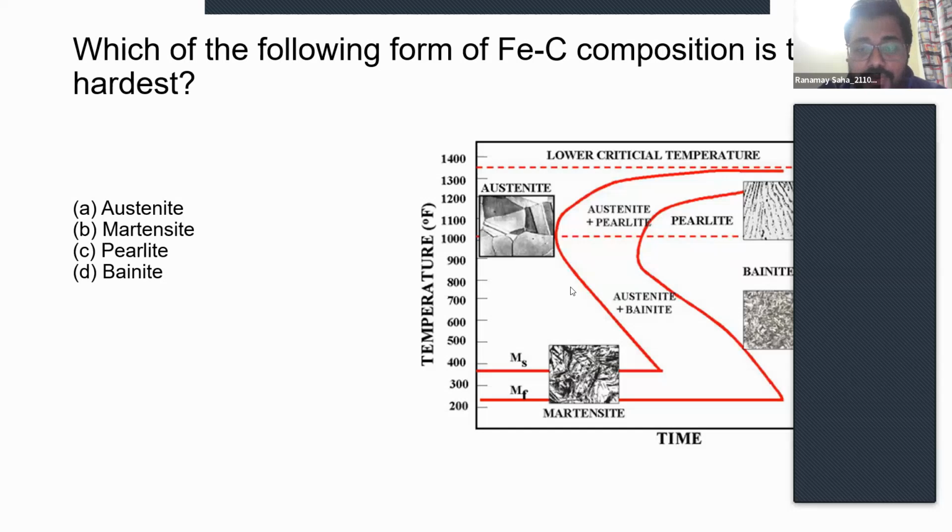Now, if we slow down the cooling process or do step cooling, like we bring austenite down to around 600 degrees and hold it at that temperature, then we move to the right-hand side of the cooling curve and we get bainite. Similarly, if we bring it down to 900, hold, and air cool, we get pearlite. Martensite is a very hard structure and cannot be used for structural applications.